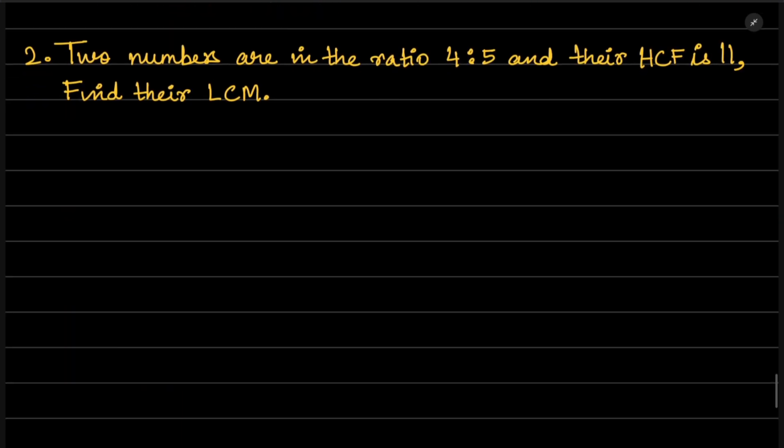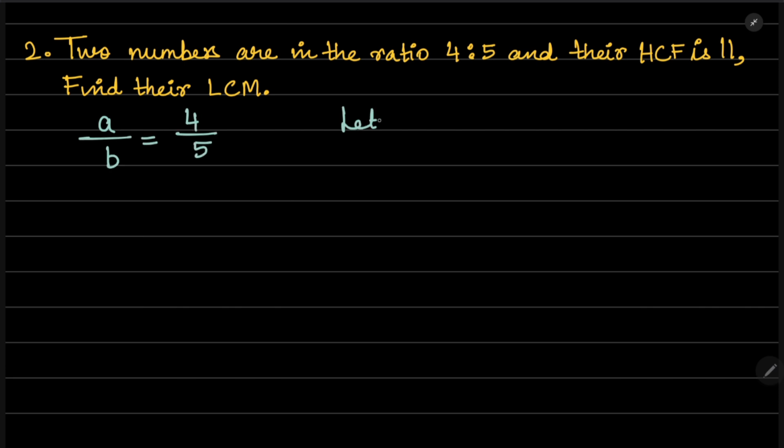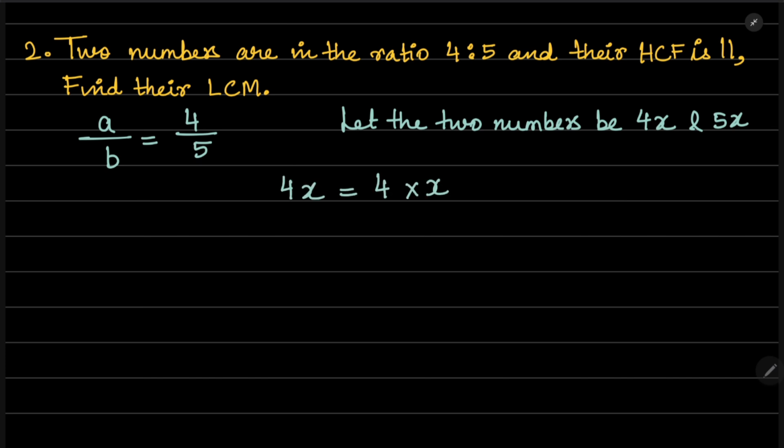Here, two numbers are in the ratio 4:5 and their HCF is 11. Find their LCM. So let the two numbers be A and B, and the ratio, that is A by B, is nothing but 4/5. This is given. So let the two numbers be 4x and 5x respectively. So 4x I can write as 4 multiplied by x, and 5x I can write as 5 multiplied by x.